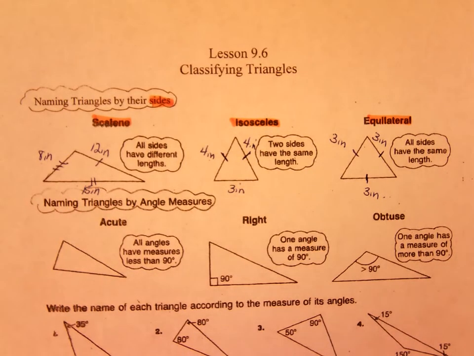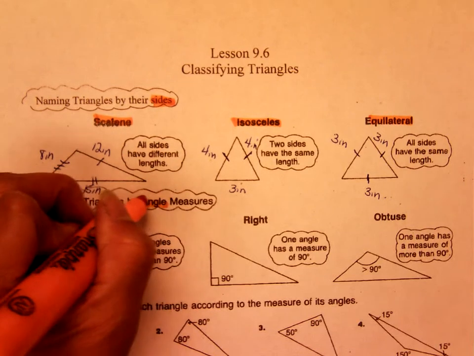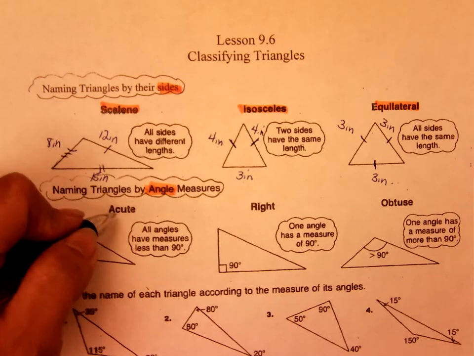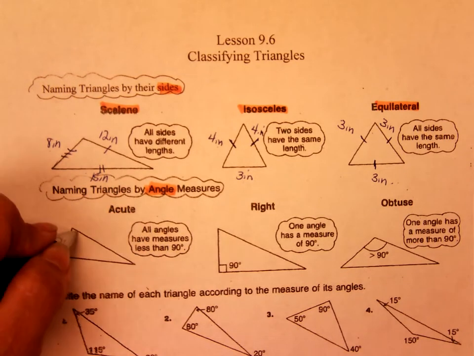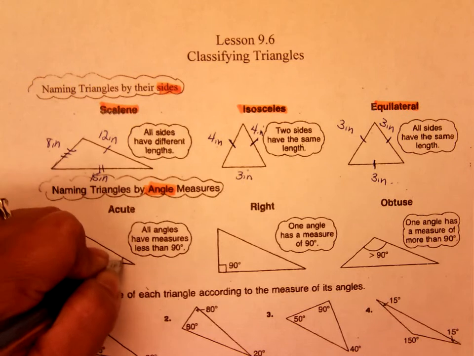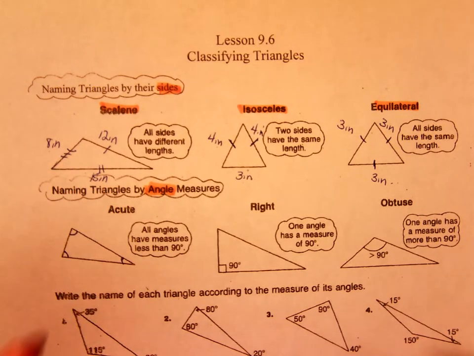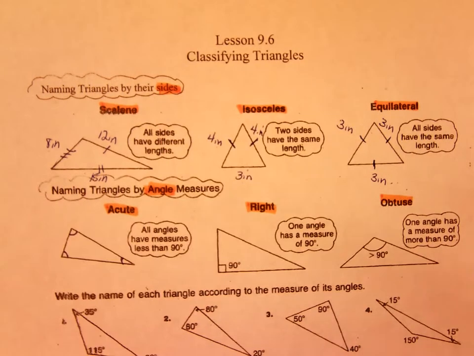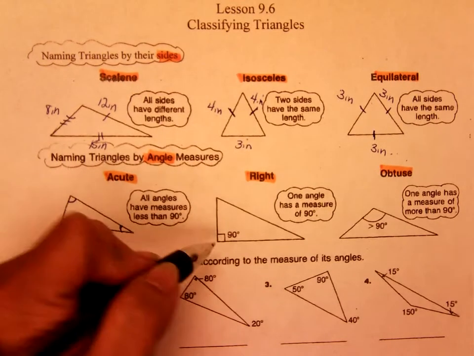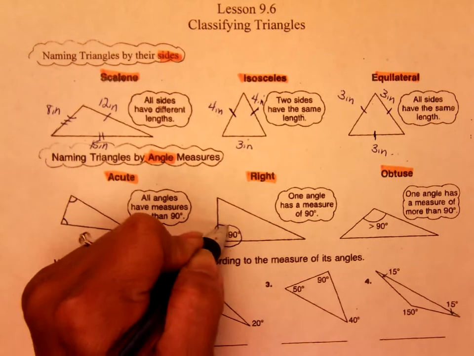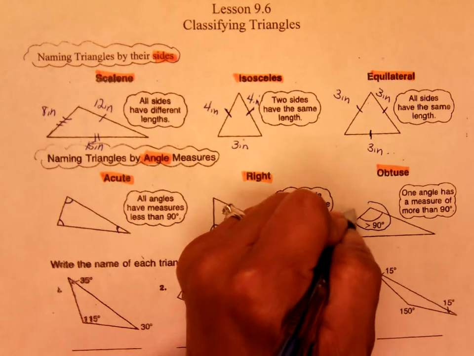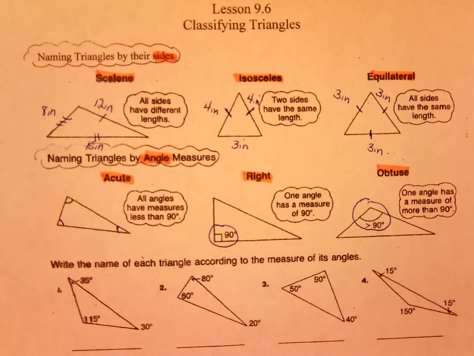Now naming triangles by their angle. With angles, you're looking at the inside, the corners. So acute means all angles have a measure less than 90. All of these angles here are less than 90 degrees. So naming by angles, you have acute, right, and obtuse. A right triangle has a 90 degree angle on one side. And an obtuse triangle has an angle that is greater than 90 degrees.